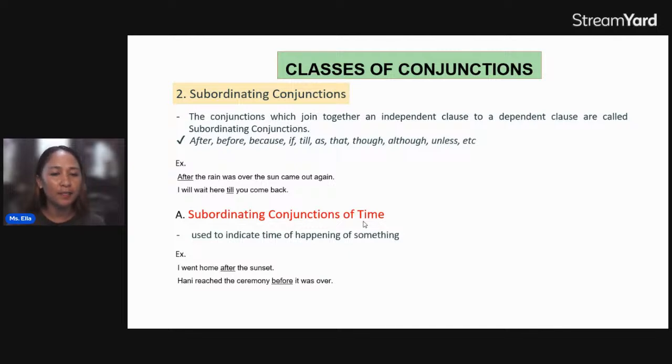All right. Next, we have the second sentence: "Hannah reached the ceremony before it was over." Again, "Hannah reached the ceremony before it was over." So we have here "before" joining together an independent clause to a dependent clause. "Hannah reached the ceremony" is the independent clause, then we have the dependent clause "before it was over." So when we join them together, we create a subordinating conjunction of time. Right? So I hope it's clear.